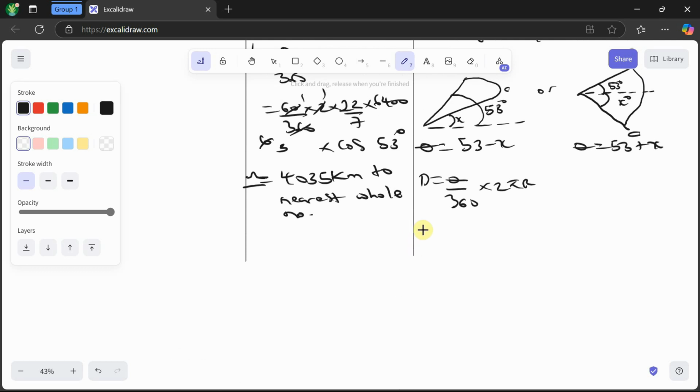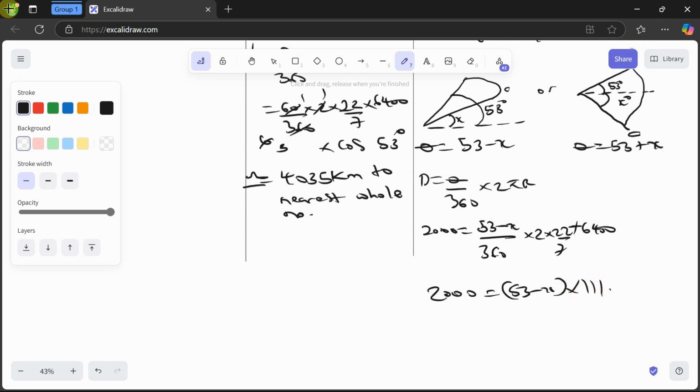So that will be 2,000 is equal to (53 minus x) all over 360 times 2, pi is 22 over 7, and then r is 6,400. So let me just resolve. That would be 2 times 22 times 6,400 divided by 7 divided by 360. So that would be 2,000 is equal to 53 minus x multiplying 111.75.